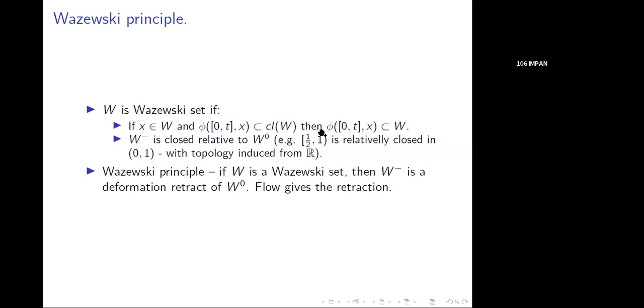So for instance, if I take an interval from 1/2 to 1, half open, half closed, it is relatively closed, for instance, in an open interval (0, 1), right? Because it's an intersection of a closed set in R with (0, 1), and hence it's relatively closed. That's essentially the definition. And the Wazewski principle says that if W is a Wazewski set, then W minus is a deformation retract of W0.